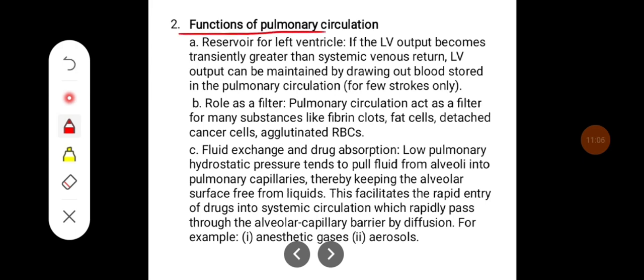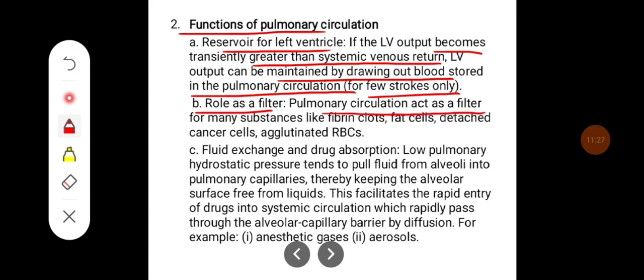Now, functions of the pulmonary circulation. It acts as a reservoir for the left ventricle. If the LV output becomes transiently greater than the systemic venous return, the LV output can be maintained by drawing out blood stored in the pulmonary circulation. That is only for a few strokes. It also acts as a filter. Pulmonary circulation acts as a filter for many substances like fibrin clots, fat cells, detached cancer cells, and agglutinated RBCs.